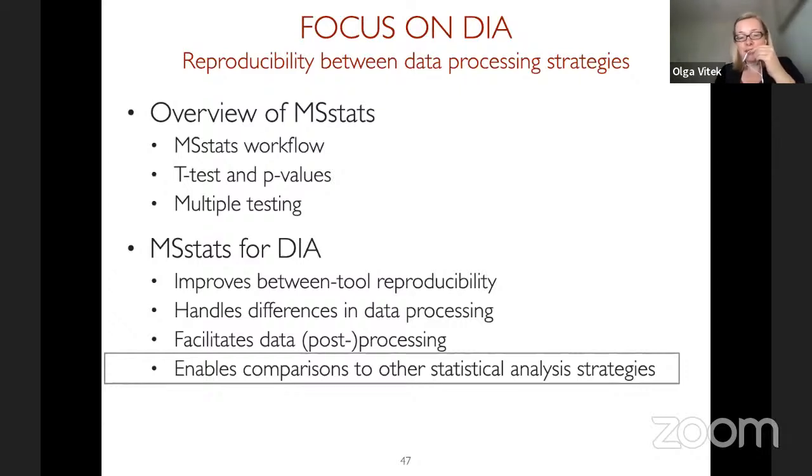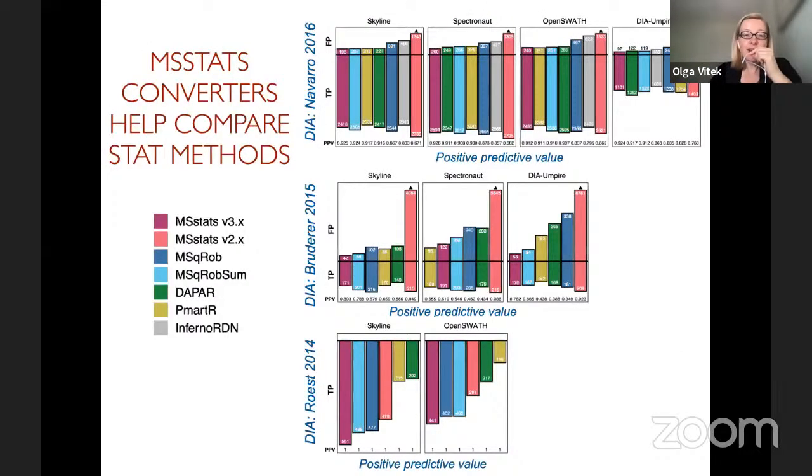By the way, I need to mention that Mina has been interacting with all the developers of all these tools, and in the process, I think we debugged a lot of these tools as well, because we would find some mistakes, or they would be interested in knowing why certain proteins behaved a certain way for their particular tool. And because of these converters, we can compare not just the tools, but also various statistical methods, and we are starting to do this. We haven't quite finished that yet.